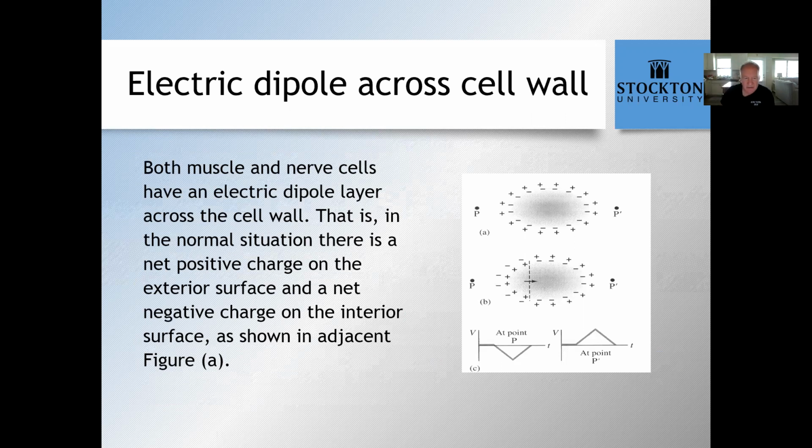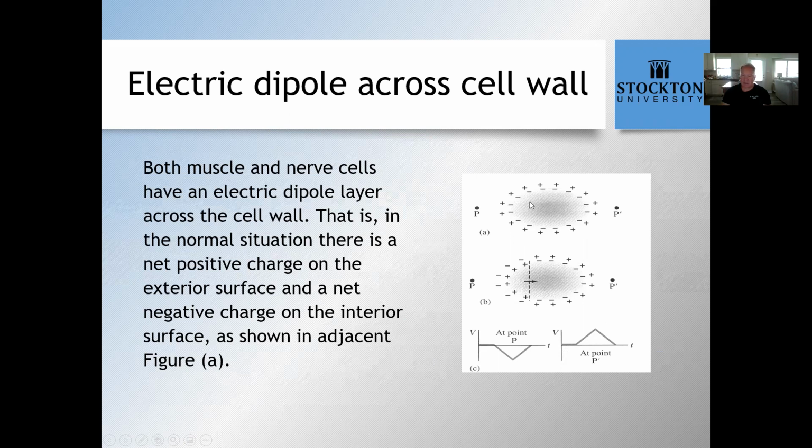So both muscle and nerve cells have an electric dipole layer across the cell. If we look at this cell, the interior is negative and the exterior is positive, right? So here we have this dipole layer of a negative and a positive separated by some distance. In the normal situation, there is a net positive charge on the external surface and a net negative charge on the interior surface, as shown here.